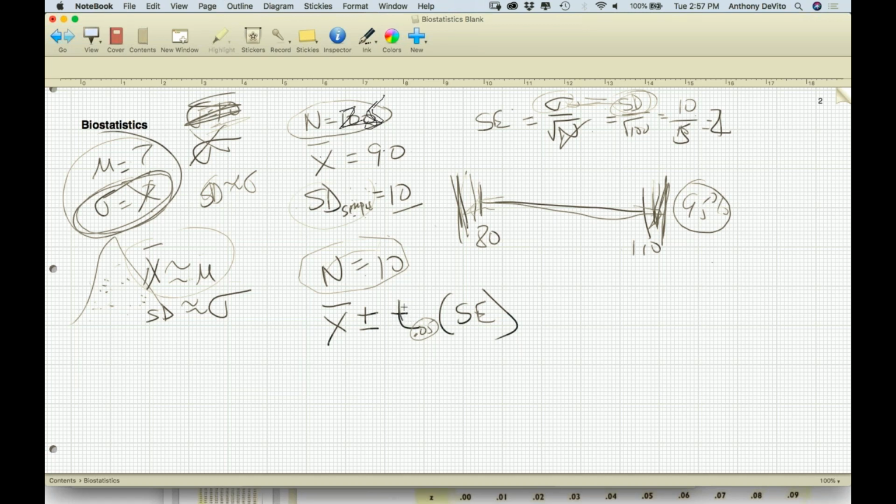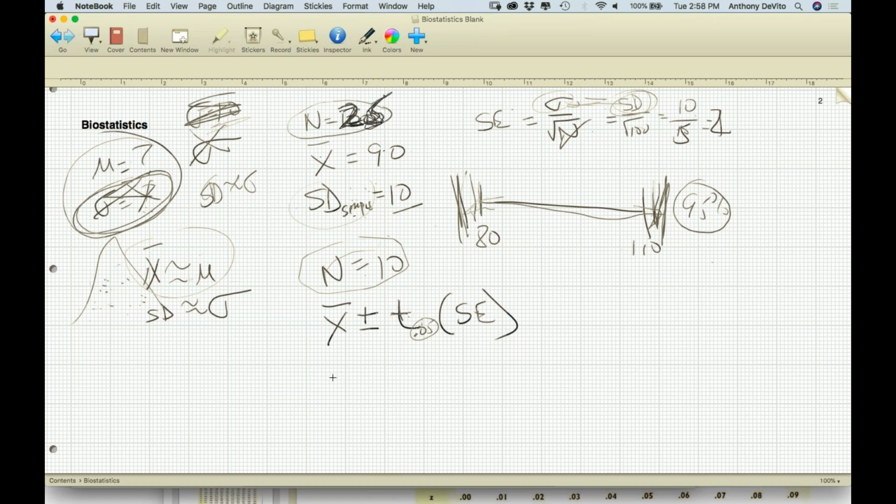Why did I put t? Because I don't know sigma, right? And my sample size is small, right? So if I knew sigma, I would have used Z, which would be 1.96 automatically. But since I don't know sigma, I have to use the t value instead of the Z value. And that t value is not going to be one number like 1.96. The number is going to be dependent on the sample size. Okay, well, let's give this a try.